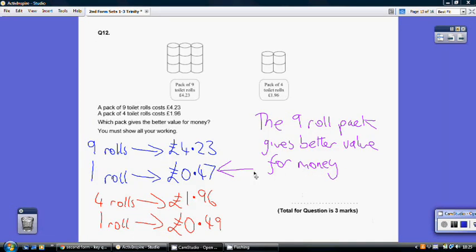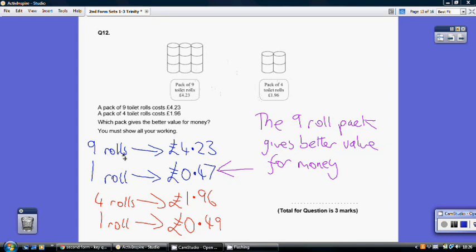Question 12. Now, for these better value for money questions, the skill is finding out the value for the same amounts of quantity. So we're properly comparing like with like. And what we're really trying to encourage the children to do is to get back to a unit quantity. So back to a single roll of toilet paper, for example, with this example here. So a single toilet roll.